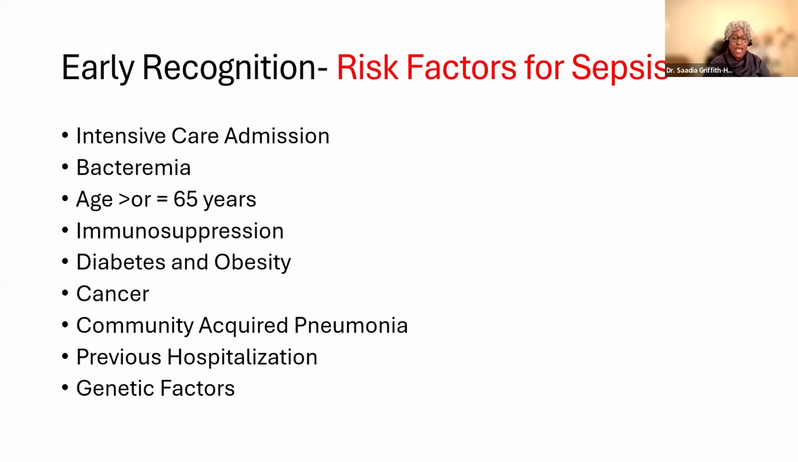Diabetes and obesity are a risk factor. Cancer, it can be from the cancer directly itself. Suppose somebody has a hematologic cancer, which would affect their white blood cell counts, etc., or it can be from chemotherapy. Community acquired pneumonia is a risk factor for sepsis.